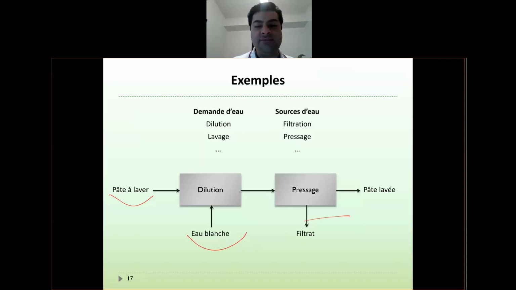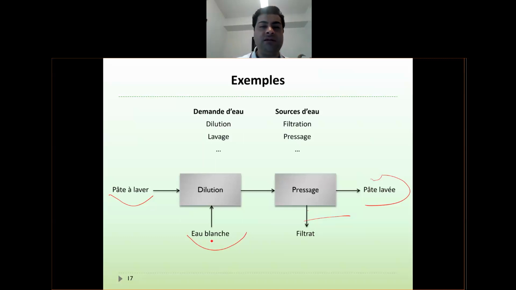After that, your system of dilution has to undergo filtration by press, for example. Eventually you have one aqueous stream, we call it filtrate. This filtrate contains a lot of water, and in the solid phase you have washed paste. So by just these two steps of washing and filtration, you can see that in washing you are demanding water.